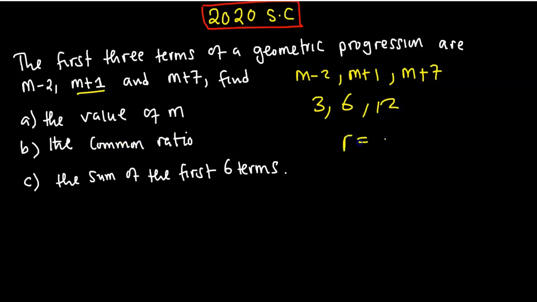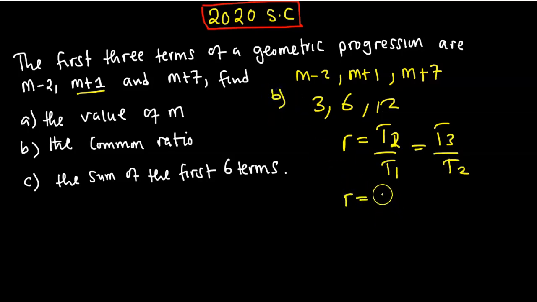So the common ratio is equal to term number 2 divided by term number 1, or you can use term number 3 divided by term number 2, and you still find the same. So let us use the first part. This is part B, common ratio. What is the second term? The second term is 6, divided by the first one, 3. So therefore the common ratio is what? 2.